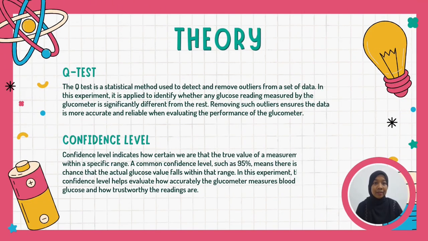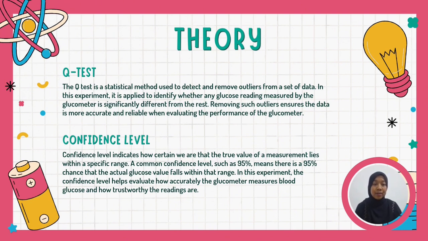Now, I will explain the theory parts of our experiment. In this experiment, we apply two key statistical concepts: the Q-test and the confidence level. Firstly, the Q-test is used to detect outliers in a set of data. If one of the glucose readings is noticeably different from the others, the Q-test helps us determine whether that value should be rejected. This helps improve the reliability of our data when evaluating the accuracy of the glucometer.